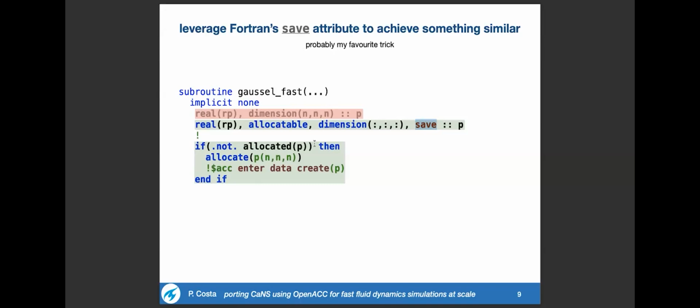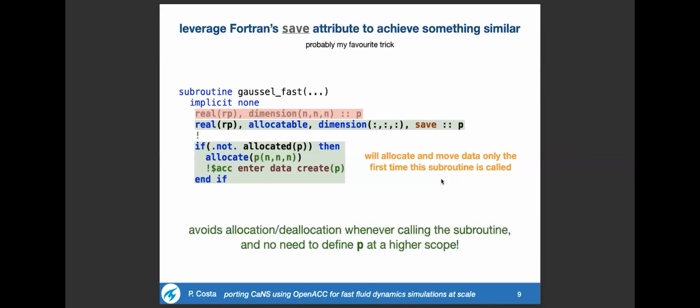So then the only thing I have to do is to write these small four lines, which make sure that this is only executed the first time the subroutine is called, and it will allocate the array and move the data to the GPU. So again, this will avoid deallocation of data on the GPU, which is really a performance killer. So again, a really nice interplay between a Fortran standard feature and OpenACC. So I think this is what I wanted to say about these four lines of code.